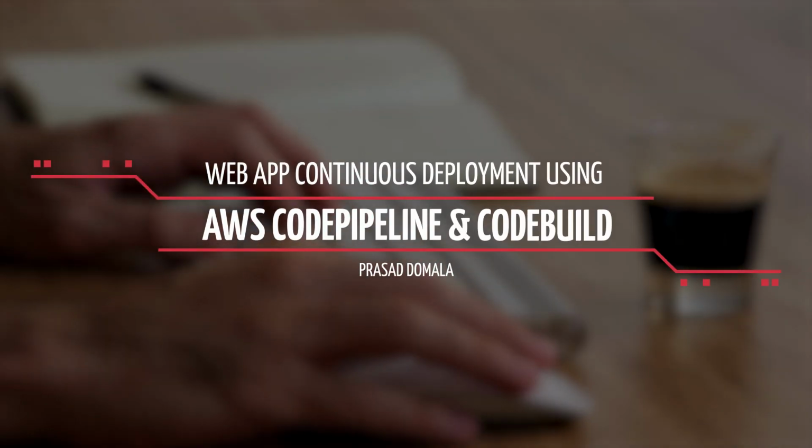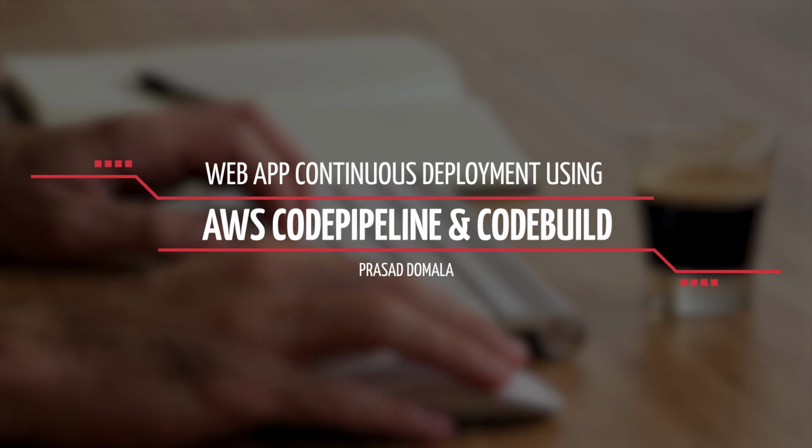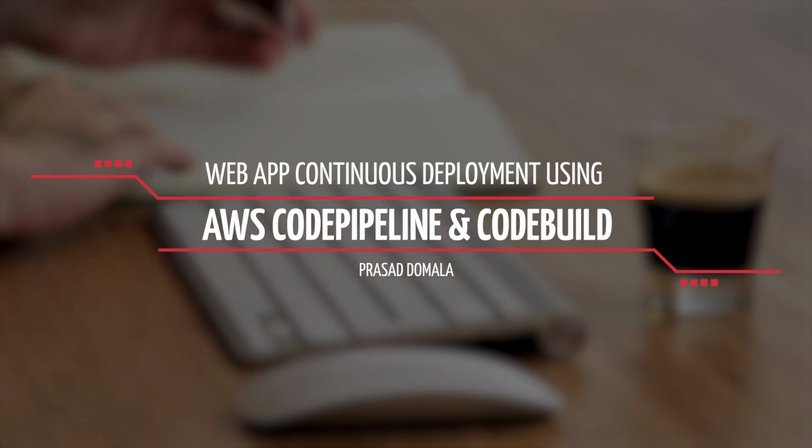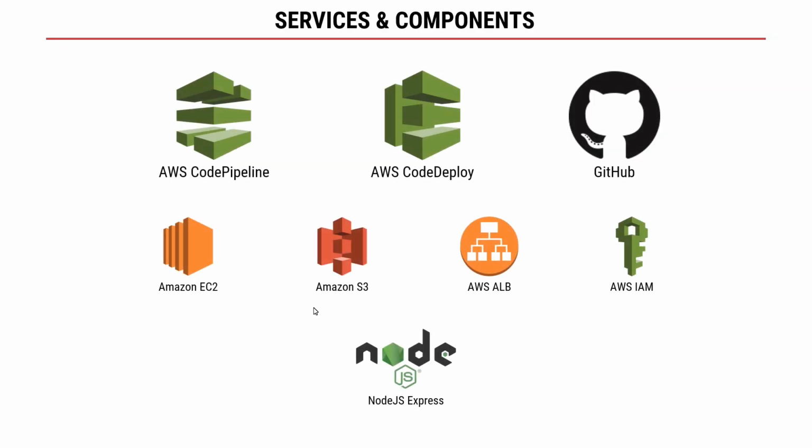In this video, I'll show you how to set up a continuous deployment environment using AWS services and GitHub. So let's get started. I'll be using AWS CodePipeline, AWS CodeDeploy and GitHub as primary components in this particular setup. I'll also be using some supporting services like EC2, S3, ALB, that is Application Load Balancer, and IAM. And for this demo, I'll be using a simple Node.js Express web application.